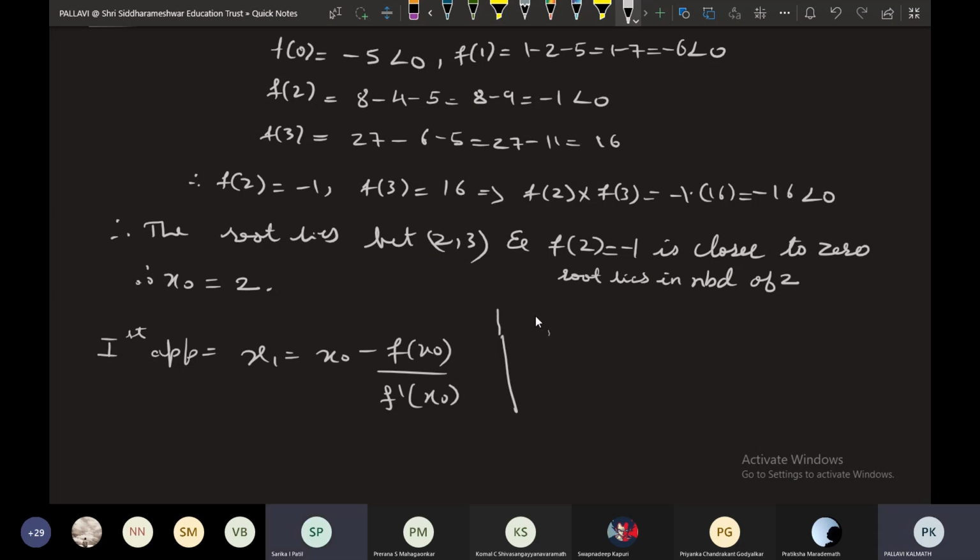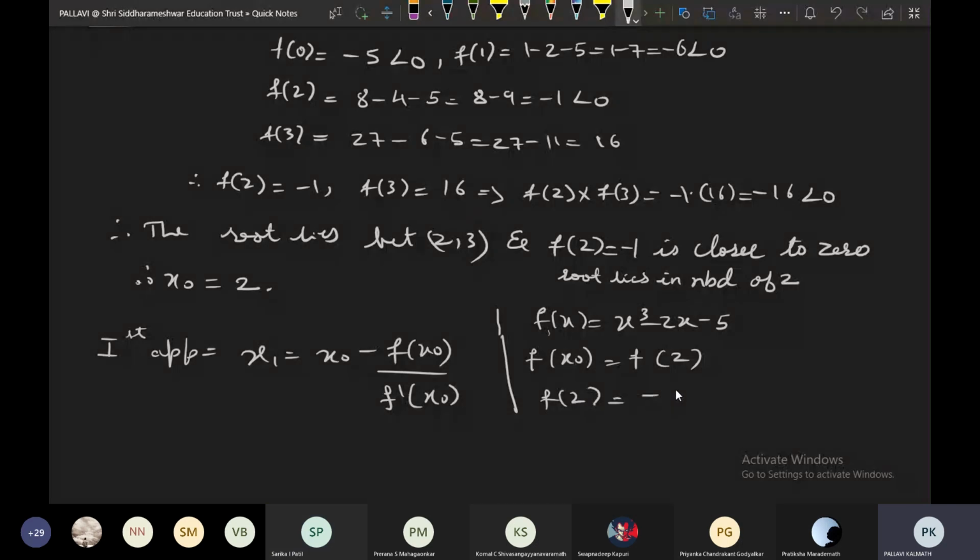What is the cube function? The function is x cube minus 2x minus 5. Okay. Then, what will be f of x naught? X naught is 2. So, put the value of x equals 2 in the equation, and you have already got f of 2.